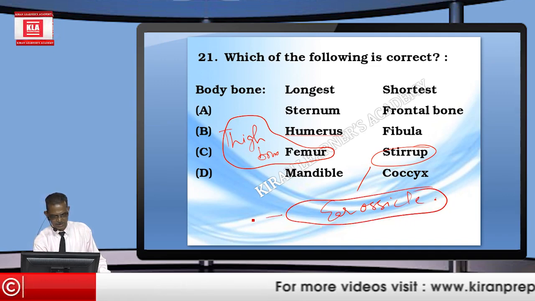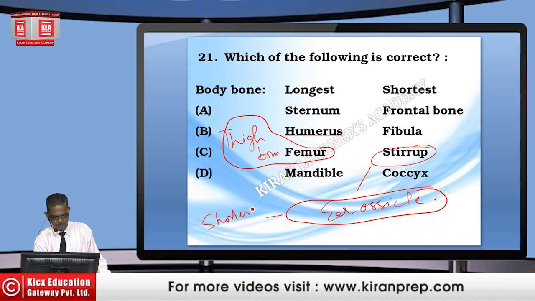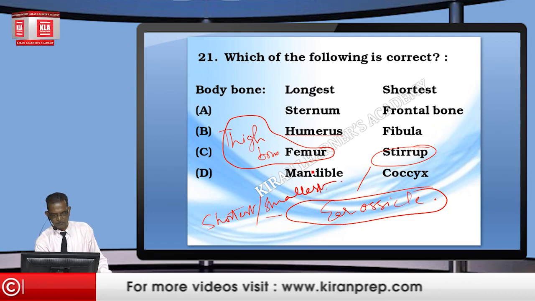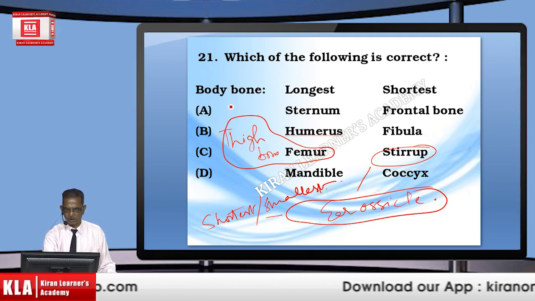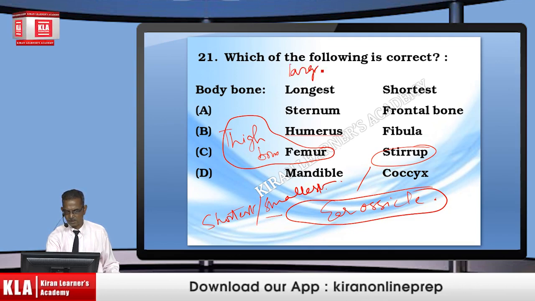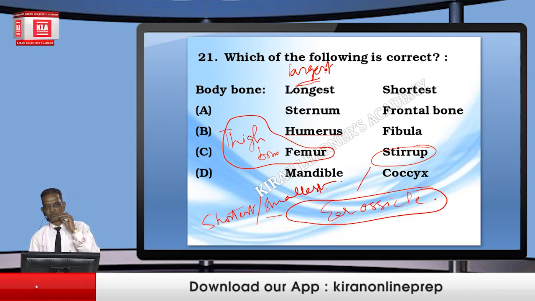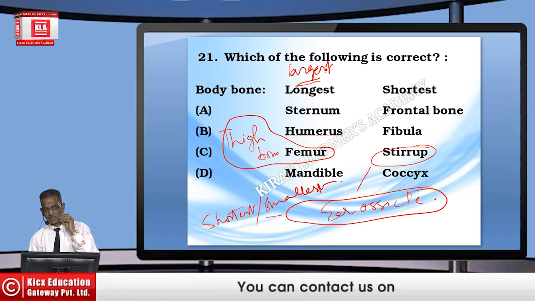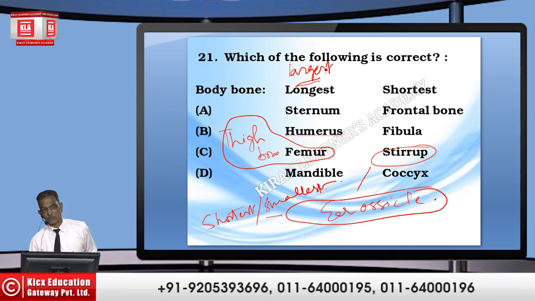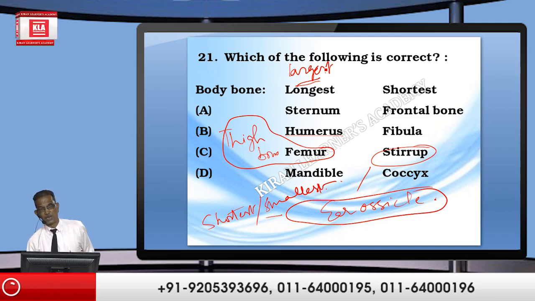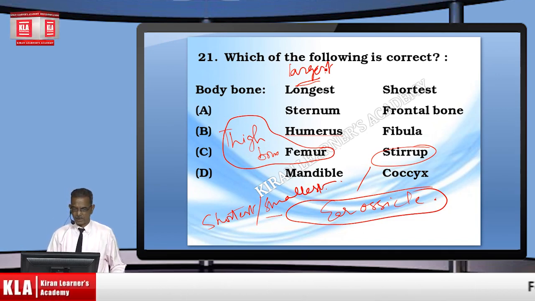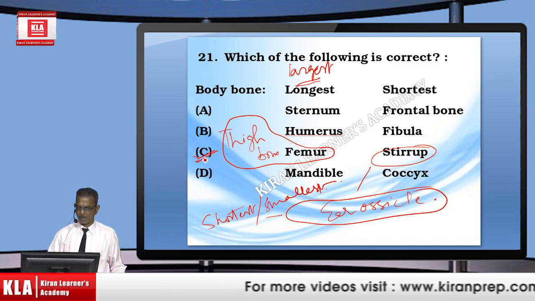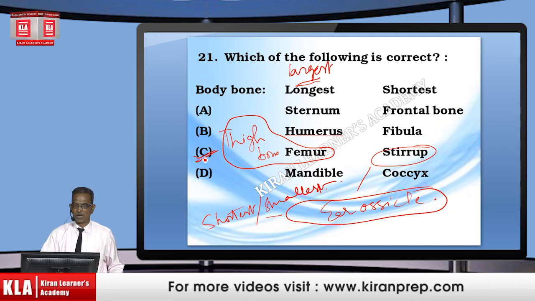They are the shortest or smallest. Femur, largest or longest. Mandible is the lower jaw. It is the strongest one, but it can't be called the largest and longest. Coccyx is the tailbone, which is just a fusion of 4 bones into one. So the correct option is C. That femur is the longest bone while stirrup is the smallest bone.